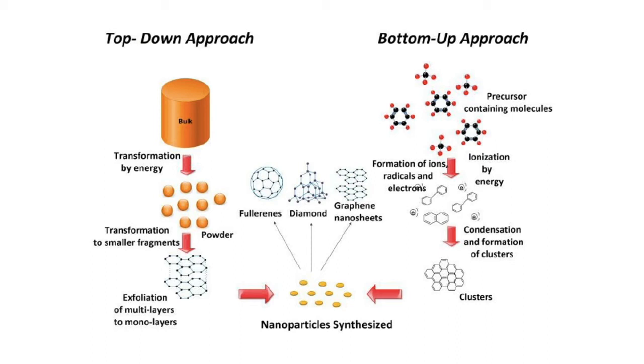Likewise, with the bottom-up approach, the precursor contains molecules. You ionize those molecules with energy, and then they produce the undesired molecules, but then you condense it and use the formation of clusters to create the clusters, which when duplicated creates these nanoparticles. So then the nanoparticles can be produced into fullerenes, diamonds, and graphene nanosheets, like the image relays.